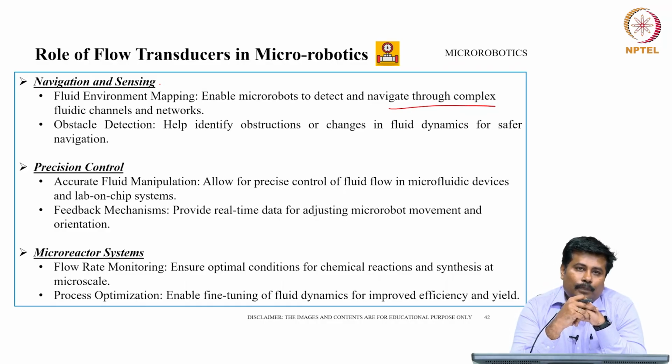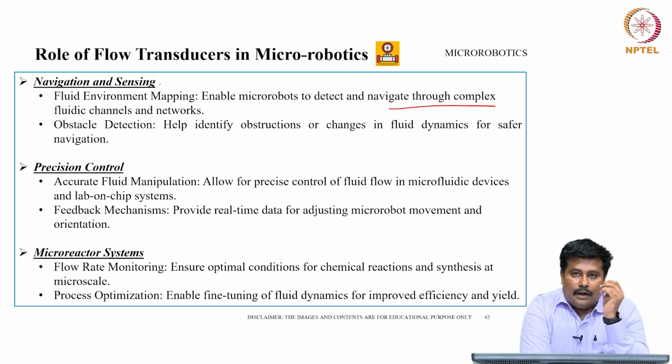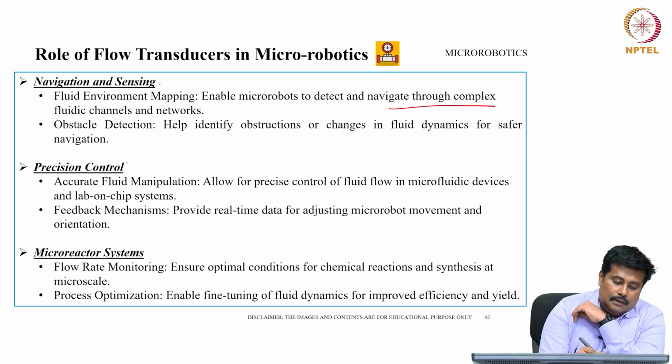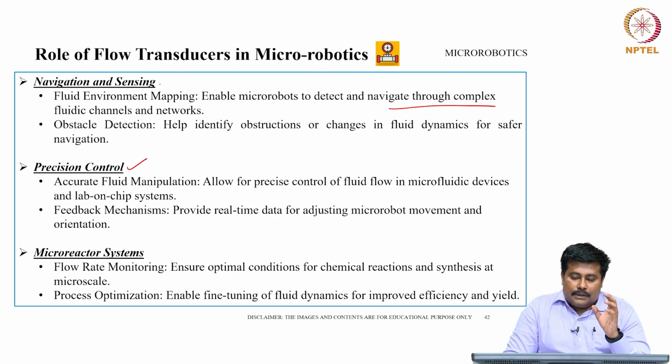Next is obstacle detection. With reference to obstacle detection, it will help to identify obstructions or changes in fluid dynamics for safer navigation. The most important point is precision control. In the case of precision control, it has accurate fluid manipulation. It allows for precise control of fluid flow in microfluidic devices and lab-on-chip systems. A feedback mechanism provides real-time data for adjusting the micro robot movement and orientation.